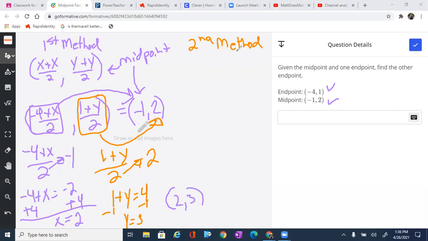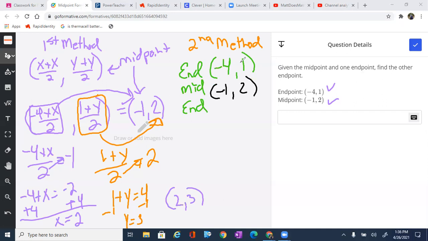Now, some people like this method a little bit better for these types of problems. So what we do is we start with the end. We write down our mid, and then we write down the end, okay? And so if I write down the endpoint, which is -4, 1, I'm then going to write down the midpoint, which is -1, 2.